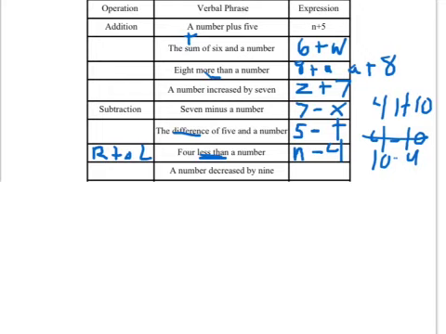Let's go back to our last example here. A number decreased by 9. We do the same thing: a number decreased by 9, so n minus 9. Let's go on to multiplying.